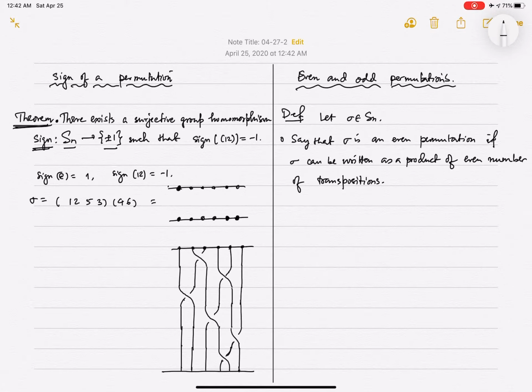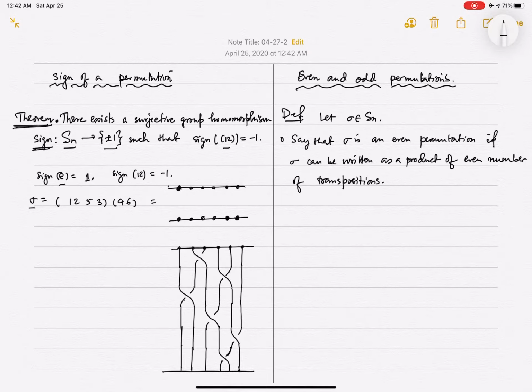So it's a group with two elements such that the sign of the transposition (1 2) is minus 1. If you just take the flip, that has minus sign. And the identity certainly has the plus sign. That's part of saying that it's a group homomorphism: the identity has to go to the identity. Let me remind you how this was defined.